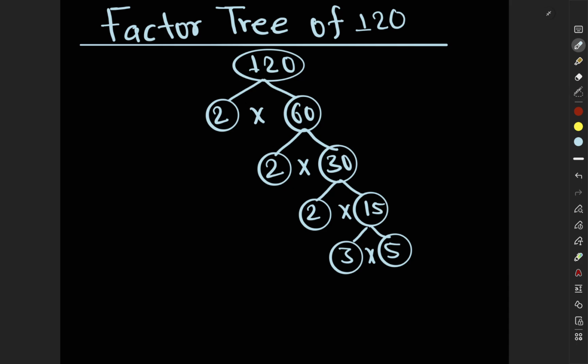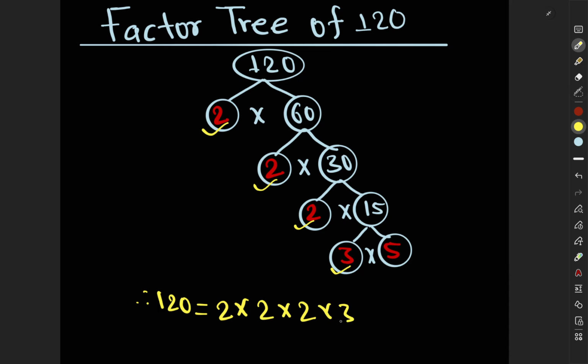So now we have to select the prime numbers in all these numbers. So the prime numbers here are 2, 2, 2, 3 and 5. So 120 is equal to the product of all these prime numbers, that is, these 2 times these 2 times these 2 times these 3 and at last this 5.